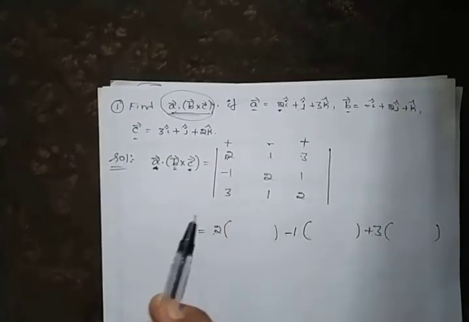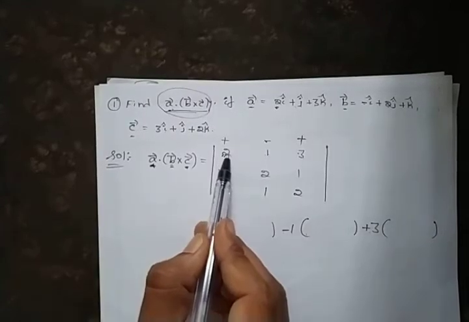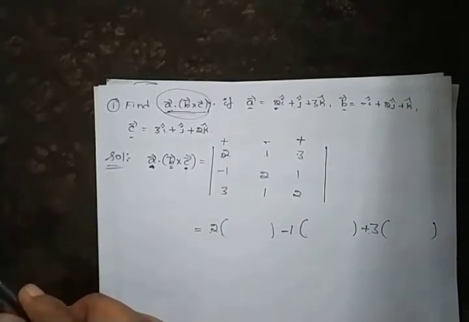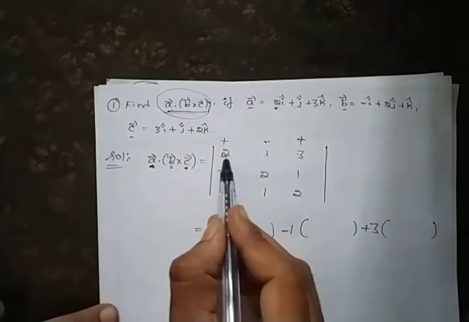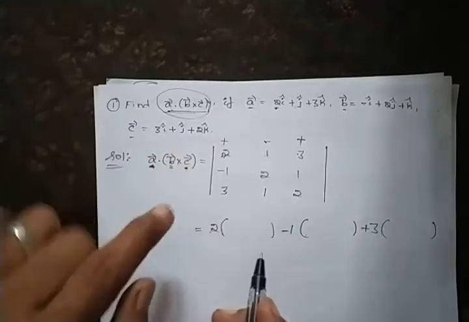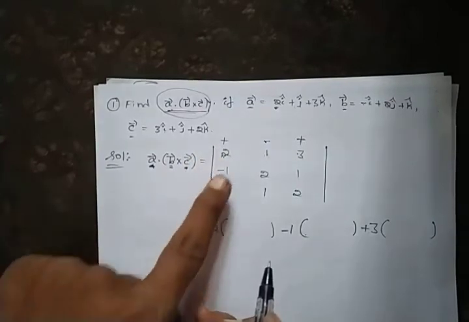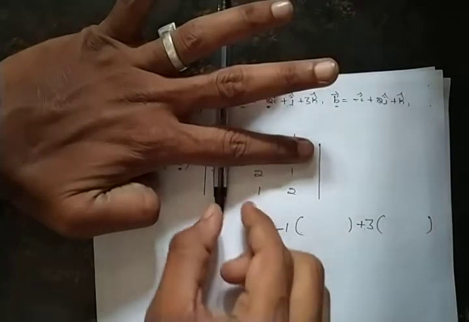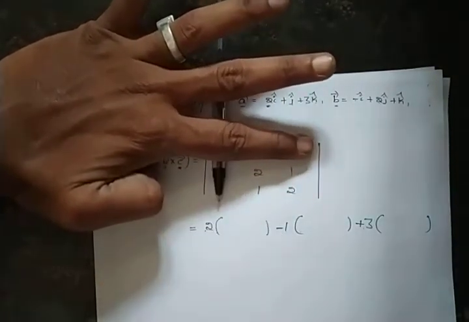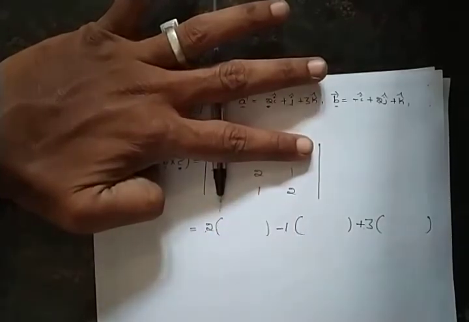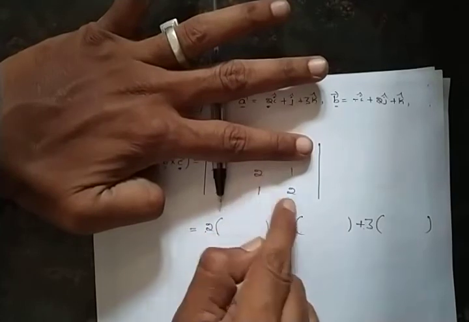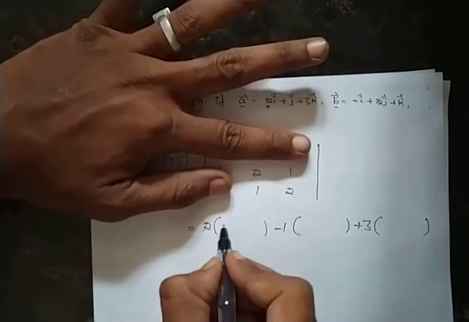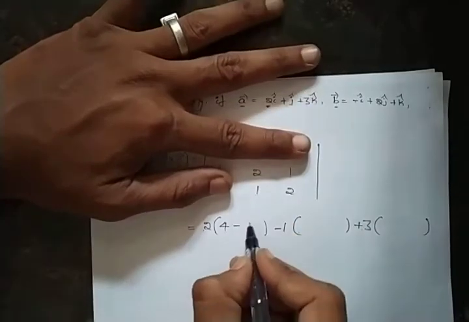How do we find this? You just see, here we have 2. Delete the corresponding row and corresponding column. Remaining is what? Then 2 into 2 is 4, minus 1 into 1 is 1.